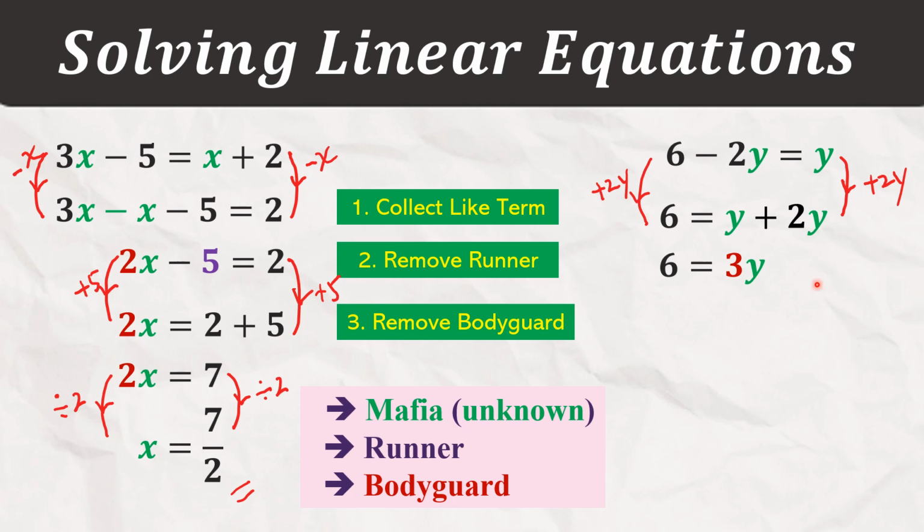Over here in this equation, you notice that there is no runner. There is only the bodyguard because there is only a number that sticks to the mafia. So it's very simple. I don't need to remove the runner since there's no runner, so I just simply need to remove the bodyguard. To do that, I just divide by 3, and I'm able to simplify and get the answer, which is y equals to 2. So hopefully you find this mafia story useful.